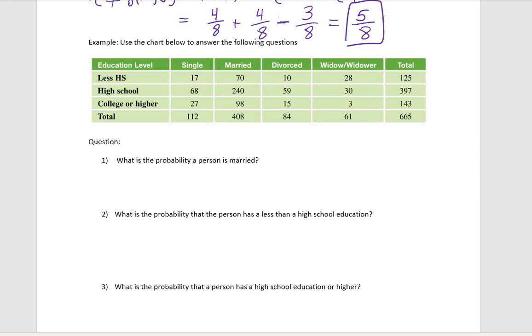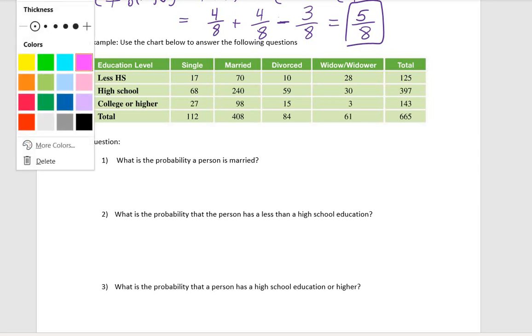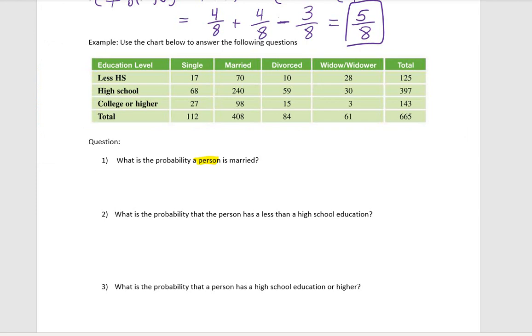First, when I read this, I'm going to read it very carefully and deliberately. What is the probability a person is married? When we look at this two-way table, how many persons do we have? We have 665. We want to know the probability that this person is married. So that's going to be 408. When you're doing these, just leave your answer like that. That's perfect.